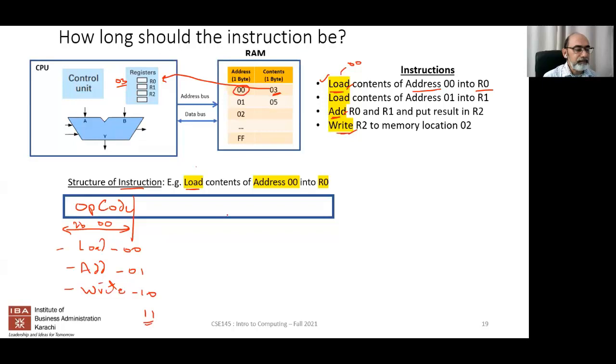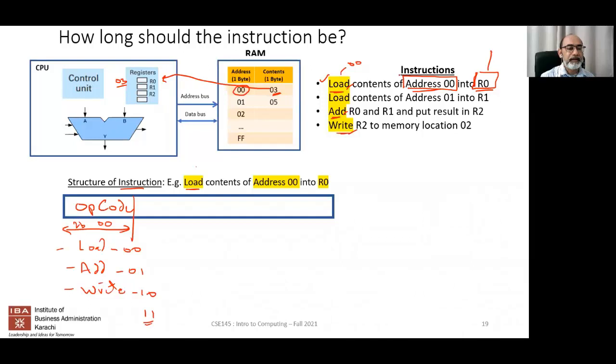Now the next thing is, what about this instruction? This instruction not only says load, but it also says contents of address 00 and load it into a particular register. Okay. So what should be the rest of the structure? Any thoughts on the rest of the structure of this instruction? What else does it need to specify? Any thoughts? I'm giving you hints over here.